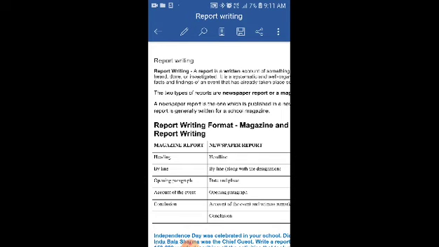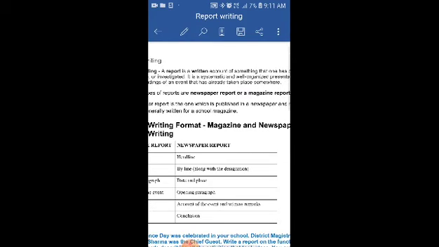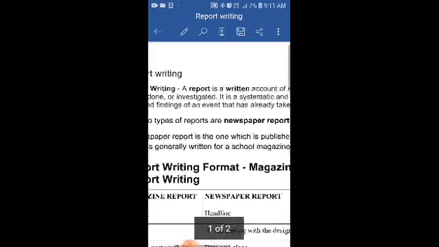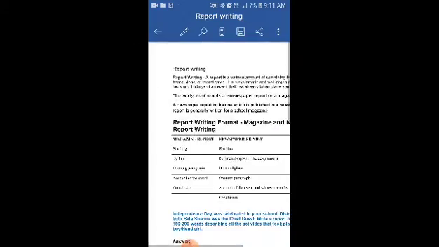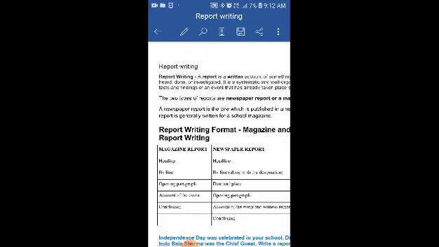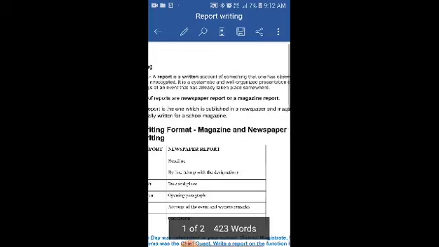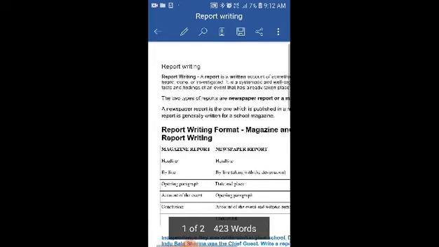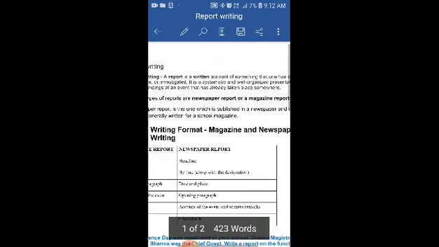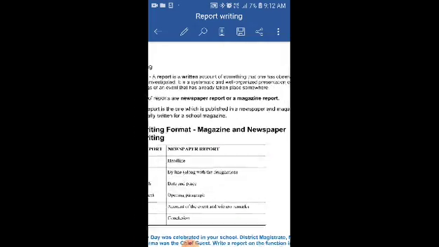Now, what is report writing? A report is a written account of something that anyone has observed, heard, done, or investigated. It is a systematically and well organized presentation of facts and findings of an event that has already taken place somewhere.